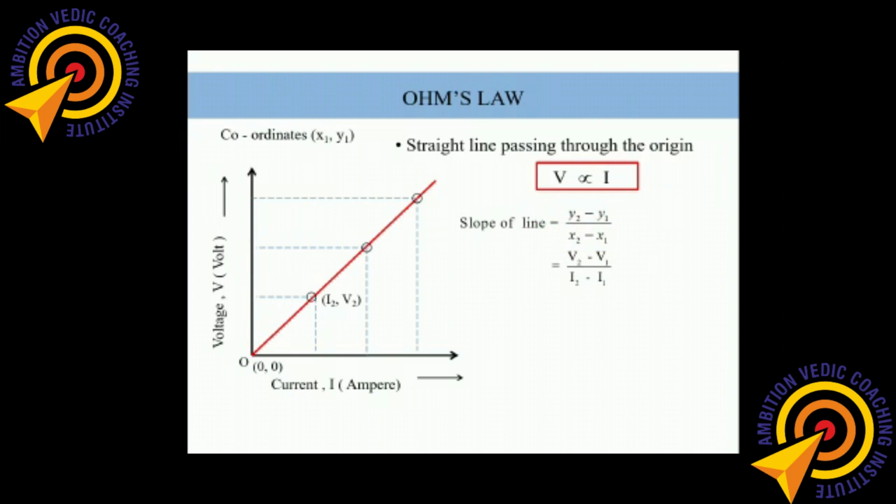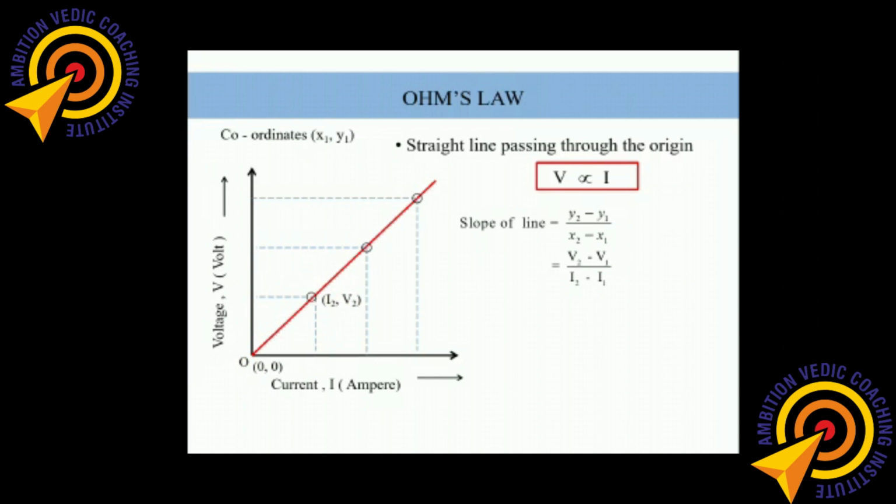Because on our y-axis there is voltage, we replace y with V2 and V1, and on the x-axis we have current, so we replace x with the current values. We have selected two points. The first point is the origin, where the x coordinate is 0 and the y coordinate is 0. At the second point, you can draw a line from any random point and find the values: the x coordinate is I2 and the y coordinate is V2.